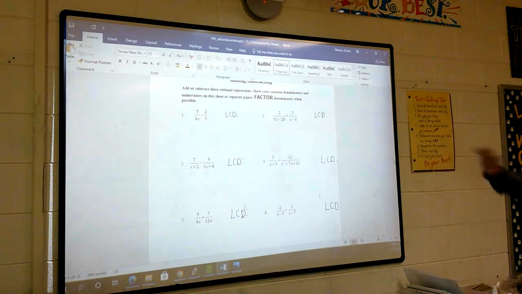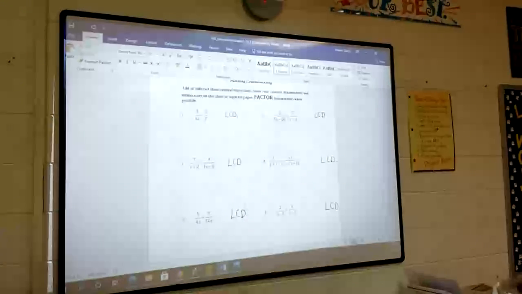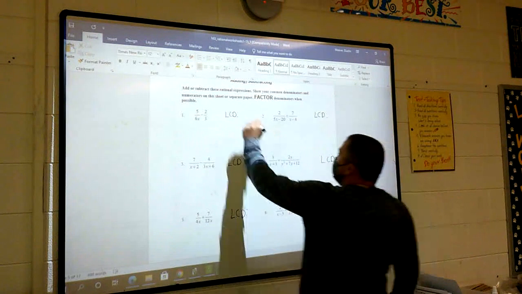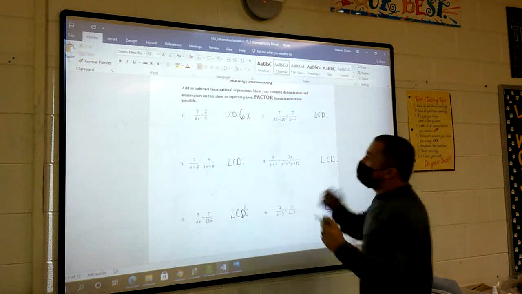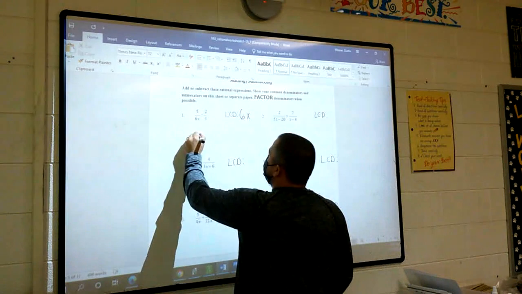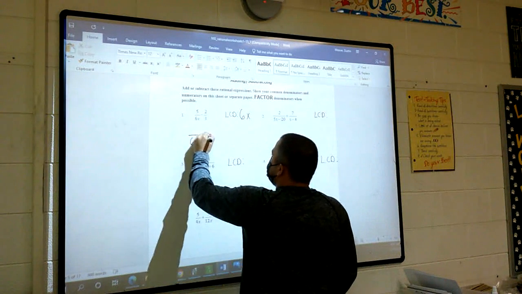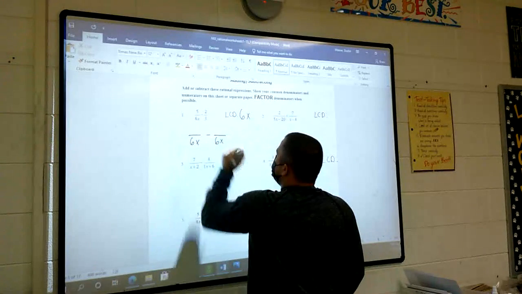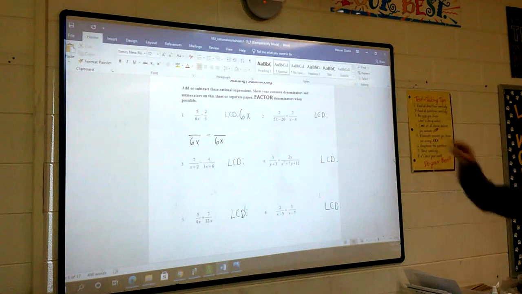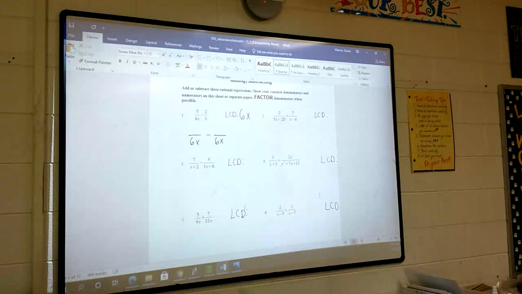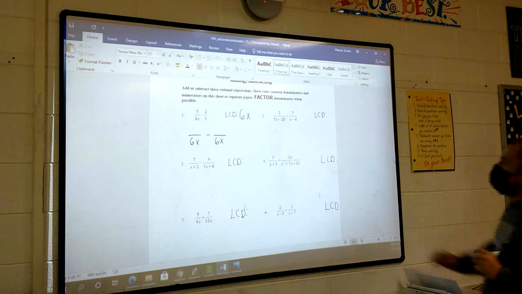So the least common denominator in number 1, 3 and 6 will both go to what number? 6, yeah. Smallest number they get to is 6. And we also have an x. So we got to make sure that both fractions have 6x. So you got to figure out what you need to multiply by to get both of them to 6x. The first one you don't have to do anything, right? So the second one you got to figure out what do I need to multiply the bottom by to get to 6x. All right, let's go to number 2.